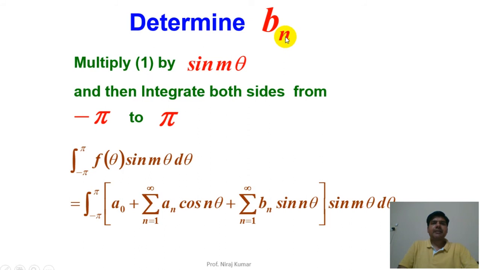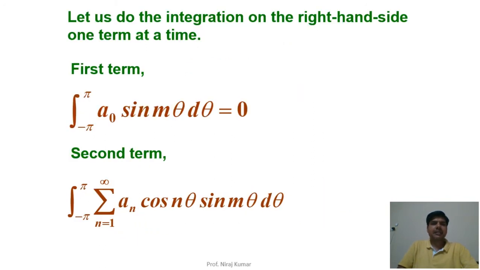Now to determine bn, we have to multiply both sides by sin m theta, and then we will integrate both sides from minus pi to pi. If you multiply by sin m theta and integrate from minus pi to pi, we will get the first term as a naught sin m theta d theta. This is a sine function, so the integration is always 0.